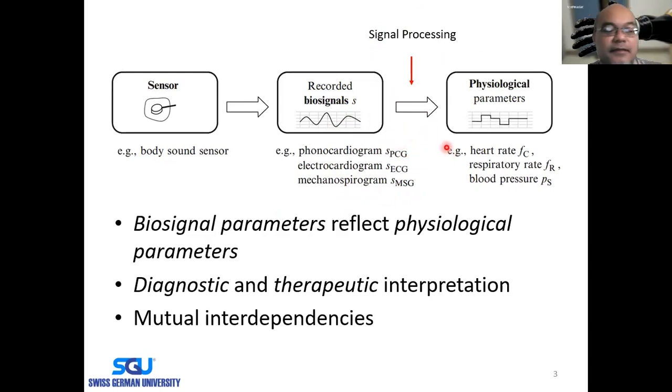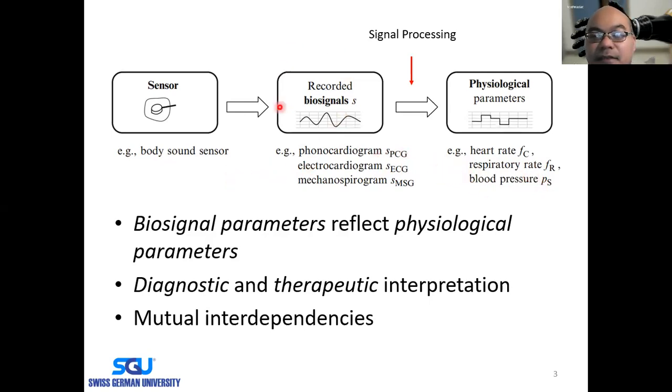For example, from the ECG, SPCG or SECG, we can derive the heart rate. From the mechanospirogram, we can derive the respiratory rate. Then from the ECG and the blood pulsatile signal, and the distance measure, we can also calculate the blood pressure.